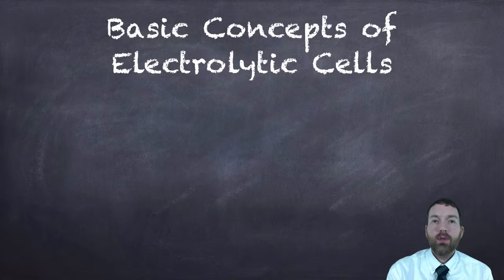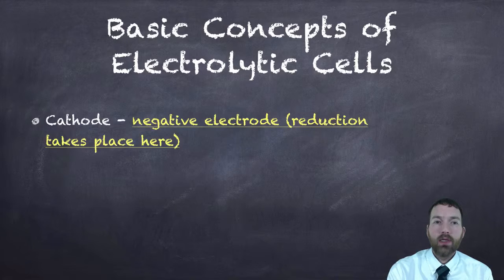So next, let's look at some of the basic concepts of electrolytic cells. They still have electrodes. There's still a cathode. But this is one of the big differences that leads to a lot of confusion between these two cells. The cathode is now the negative electrode. And you just need to know that, and you need to know whether you're dealing with an electrolytic or electrochemical cell when you start labeling these things, or you can get some questions wrong.